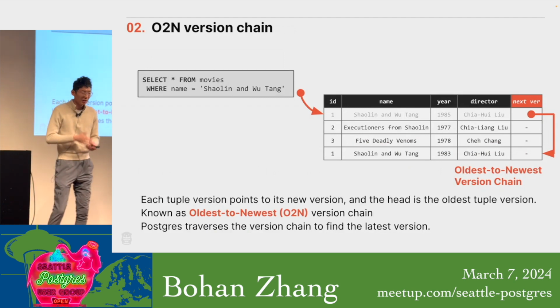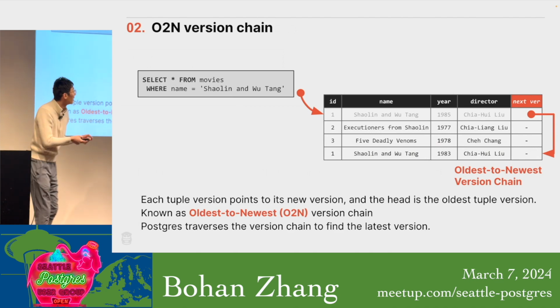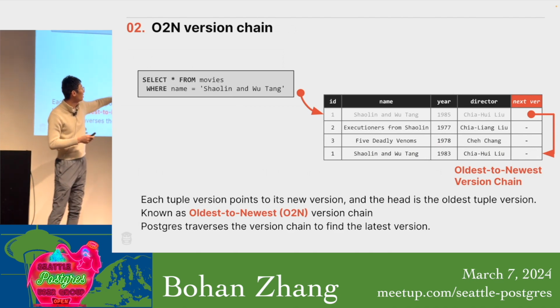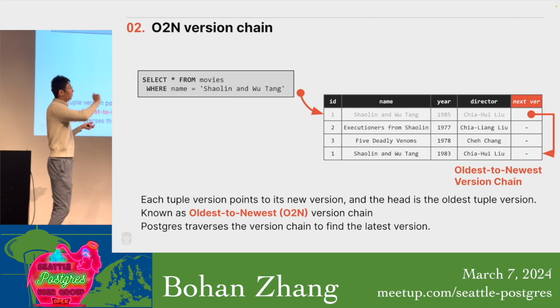The next question is, because we have multiple versions in the storage, how do we find the latest version when we're reading the data? Let's say we have a query to get this movie data. The idea is that we have a pointer from the old version to the new version. In this table, we can see the first row is the old version, and it points to the new version. Each table version points to the newer version, and the head is the oldest table version. Then there is a version chain, known as the oldest-to-newest version chain, because the old version points to the new version.